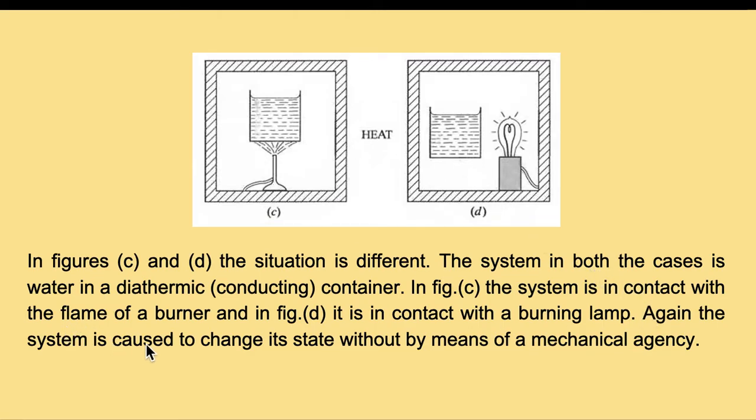So, again, the system is caused to change its state without any means of mechanical energy. In the previous one, a weight was falling. As you know, when something is falling from a higher position to a lower position, there will be a change in potential energy, which is converted into mechanical energy. All these are forms of mechanical energy. Potential energy is converted into kinetic energy. Kinetic energy and potential energy are two forms of mechanical energy.